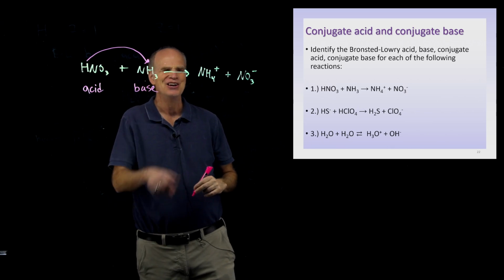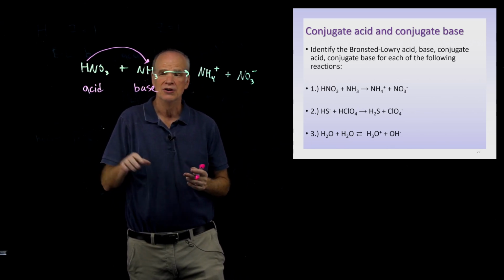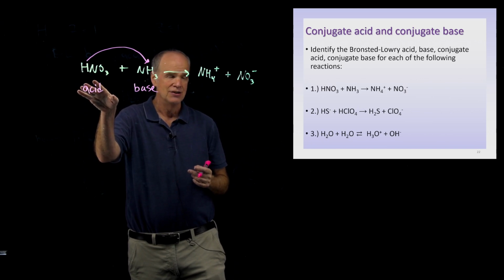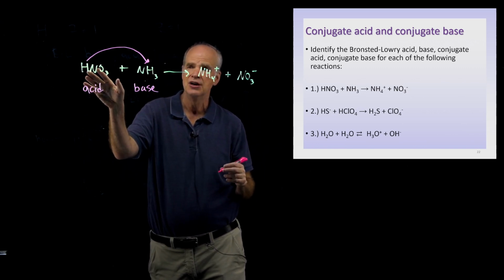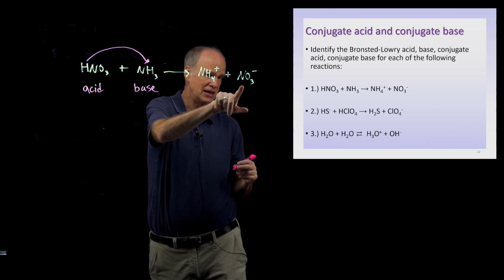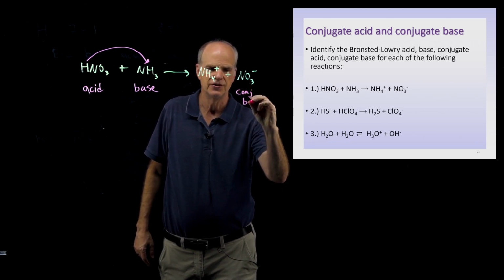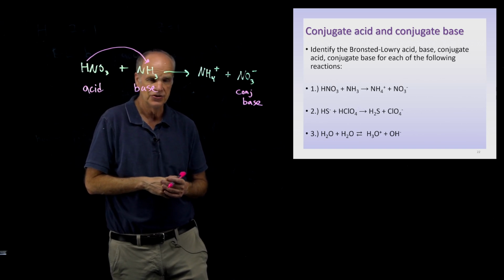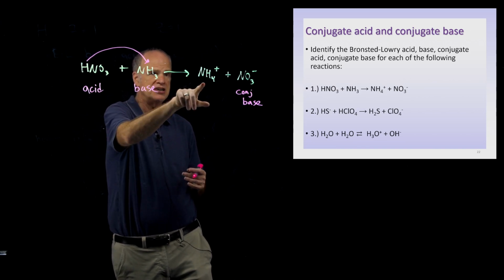Now you have to figure out which of these two is the conjugate acid and the conjugate base. You might remember that the acid, after you remove the proton, becomes the conjugate base. So here we have the acid, we remove the proton, and it becomes nitrate ion. So this is the conjugate base. You might also remember what the conjugate acid is: it is the molecule that the base becomes after it accepts a proton. So here the base, NH3, accepts a proton and becomes NH4+.